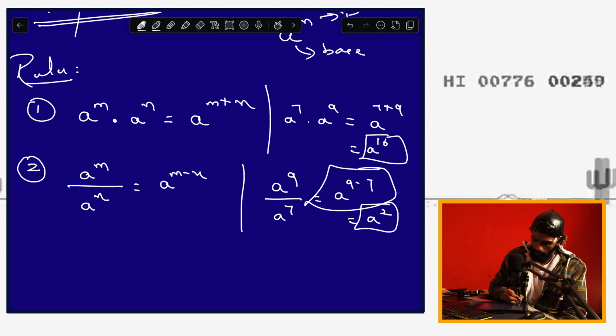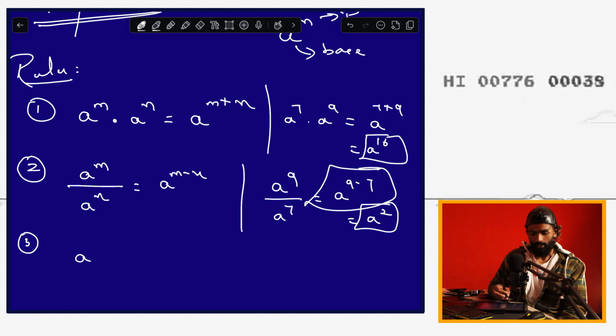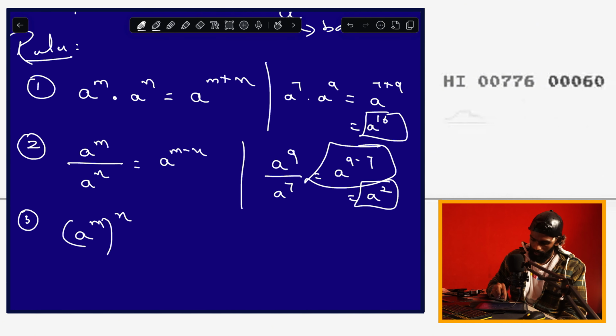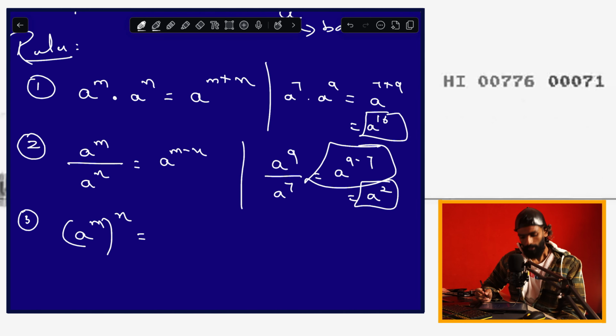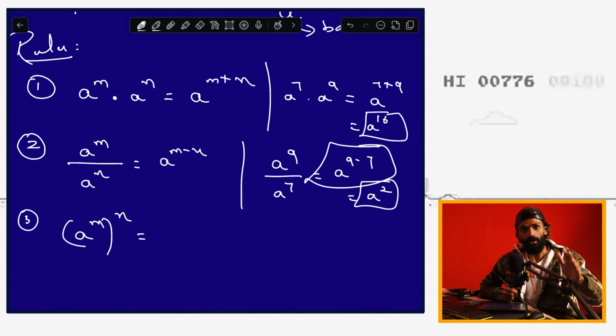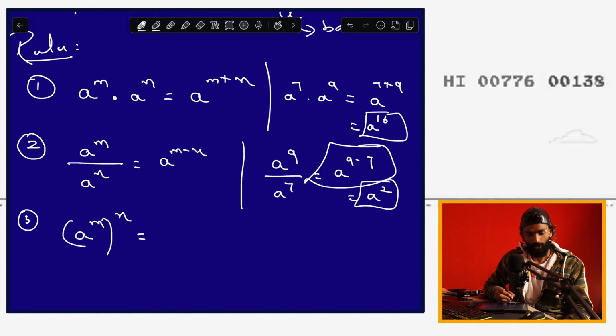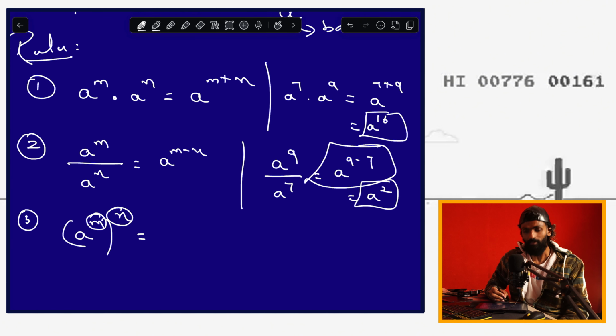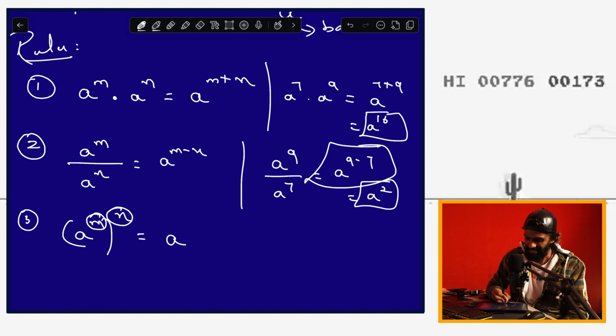Rule number 3. It goes like this: a to the power m, whole to the power n. I'll read this as a power raised to another power. If you see, I'm not using the word base only here because, common sense, there's only one base here. If it is a power raised to another power, m to the power n, then we multiply the powers. So we keep the base as it is, and it becomes a to the power mn, m into n.